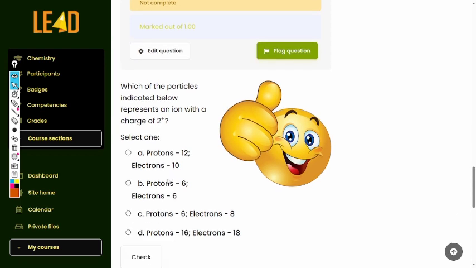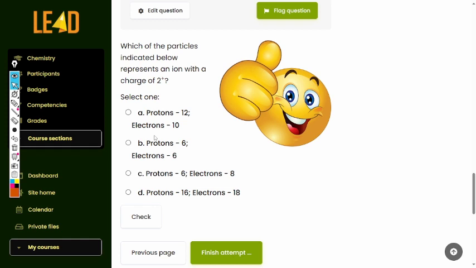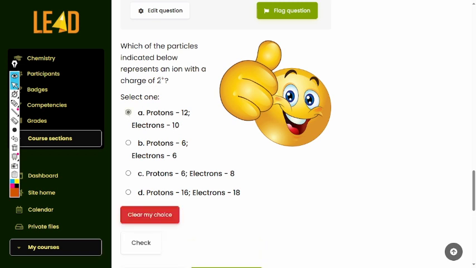114. Which of the particles indicated below represents an ion with a charge of 2+? 2+ tells us that it lost 2 electrons. If we examine the options here, in a neutral atom, the protons and the electrons are usually the same. But in this case, there are 12 protons and 10 electrons. What this tells us is that this atom lost 2 electrons, because the electrons would have been 12 in a neutral state, but it lost 2 electrons and became 10. So this would be the answer. Losing 2 electrons would become 2+.